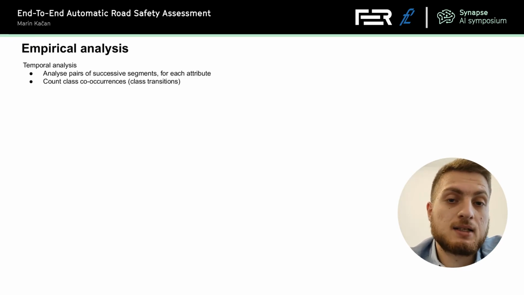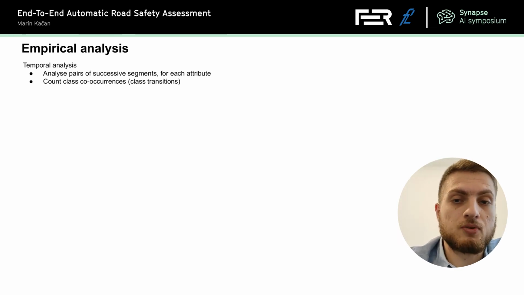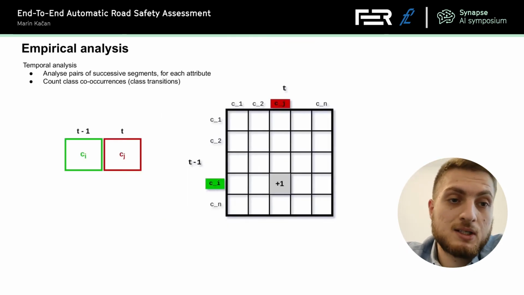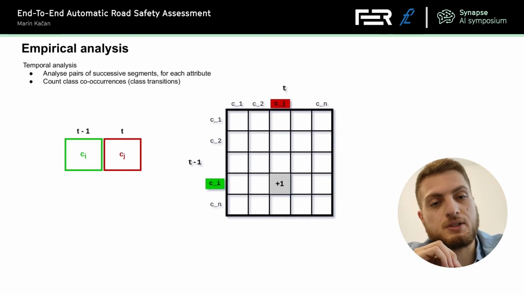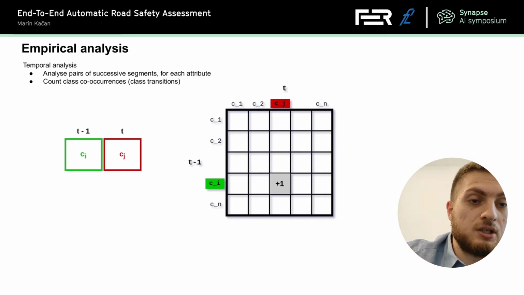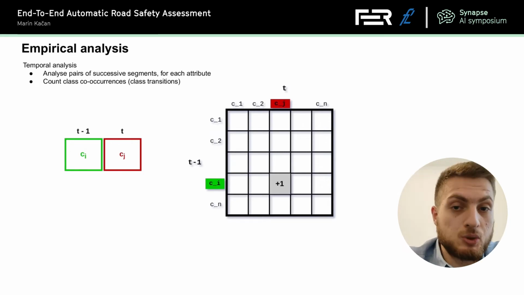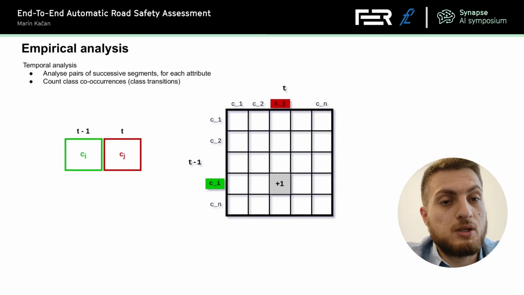We do that by analyzing classes of all possible pairs of successive segments for each attribute. So for each attribute, we want to build a co-occurrence matrix in the following way. For each pair of segments t-1 and t, we'll look at both of their classes and increase the corresponding element in the co-occurrence matrix. If a certain segment was in class Ci and that went to Cj, the element ij is incremented. So we build such a matrix for each attribute, but we actually build two such matrices, one for the correct ground truth labels and the other for the predictions of our trained model. The idea is then to try to analyze discrepancies between these two matrices for each attribute.